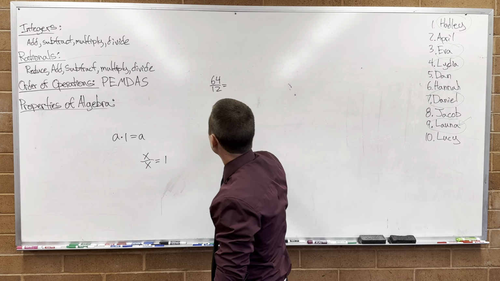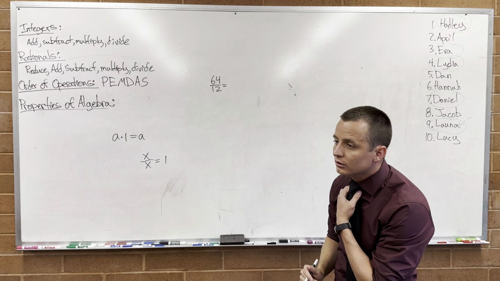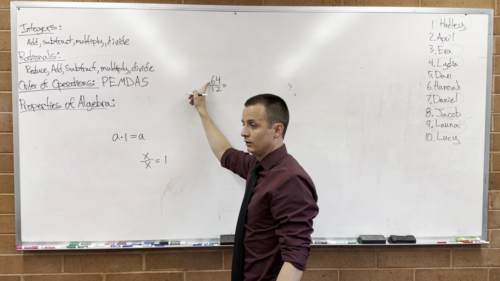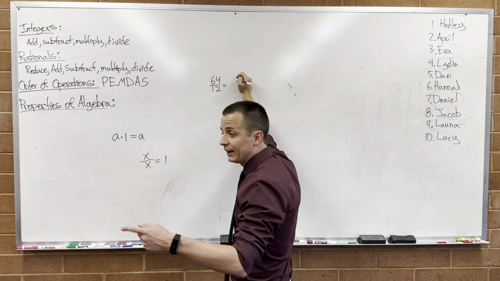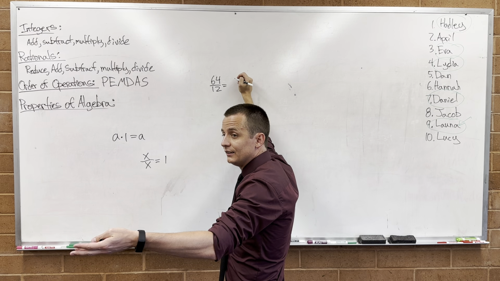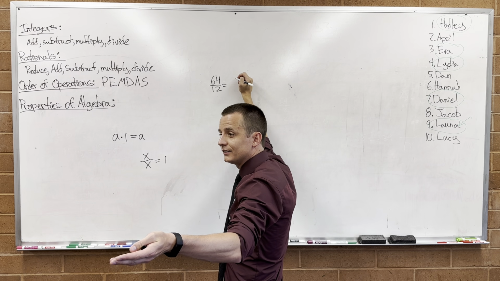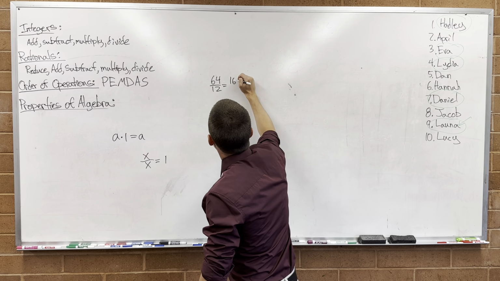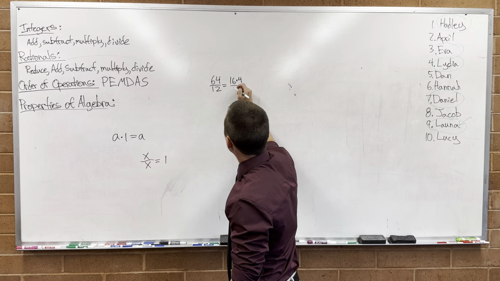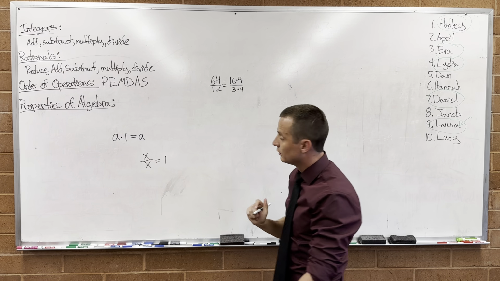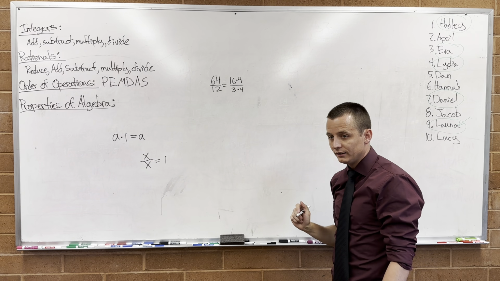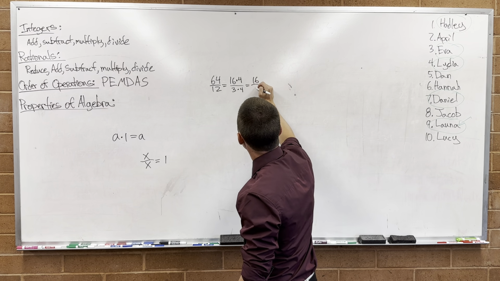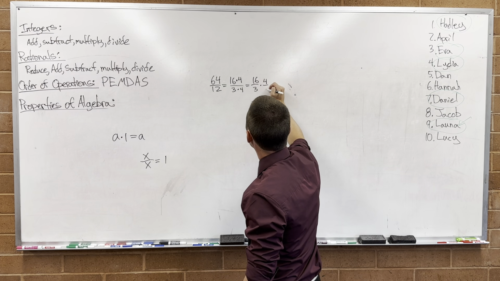This is the same thing as, what's a common factor of both of those? 4. 4 is a common factor. So how many times does 4 go into 64? 16. 16 times 4, right? And 12 is 3 times 4. Right? So we got a 4 from the top and the bottom. Well, this is just equal to 16 over 3 times 4 over 4.